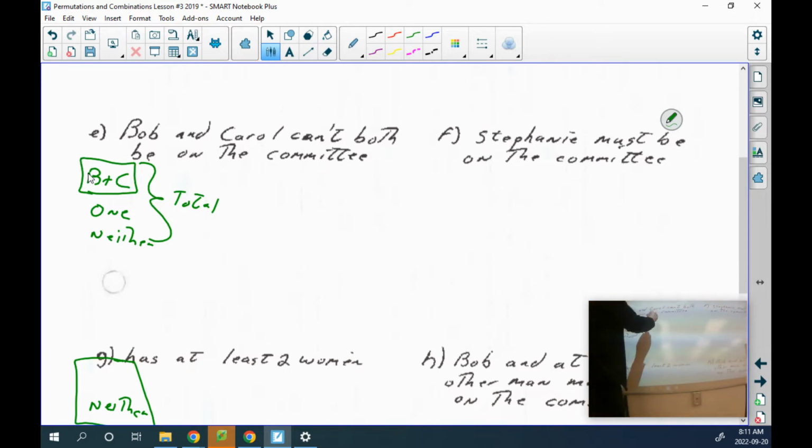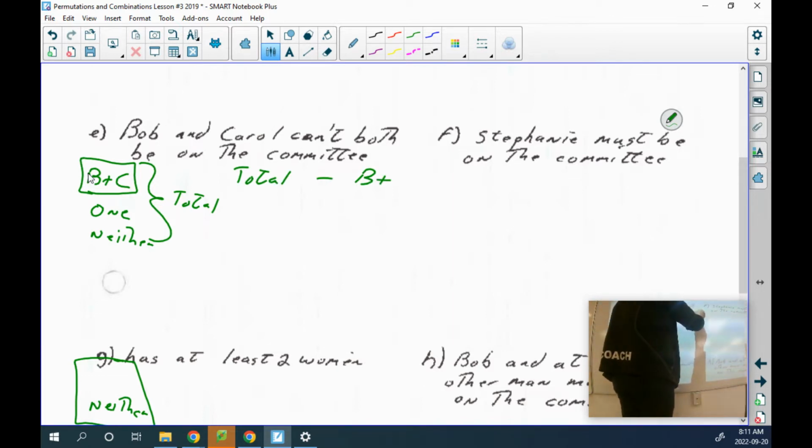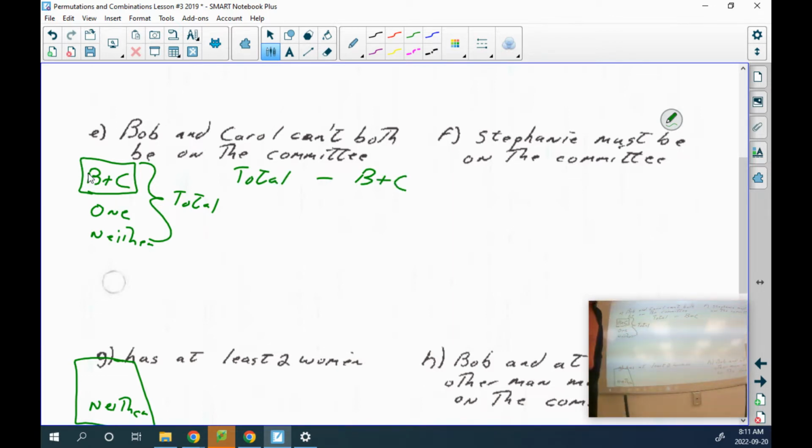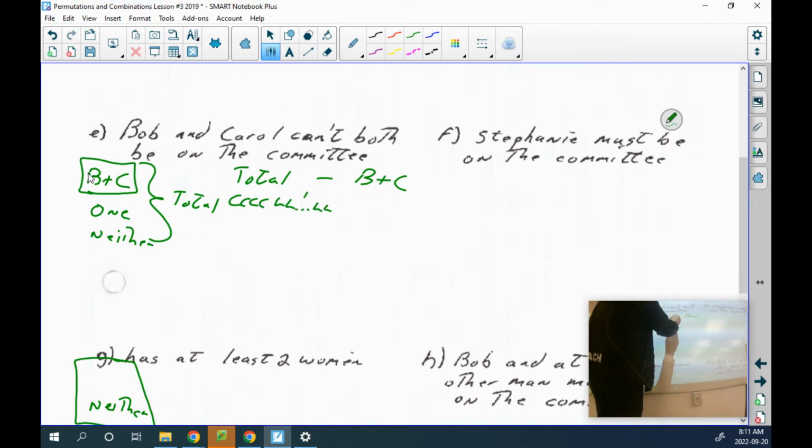So if we take the idea of total minus Bob and Carol, this is the easier way of solving this problem. The total number of ways, we have 4 on the committee, 10 not. So that's our 14 factorial over 4 factorial, 10 factorial.